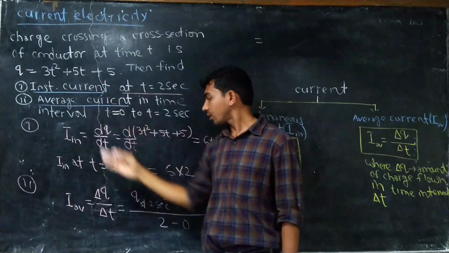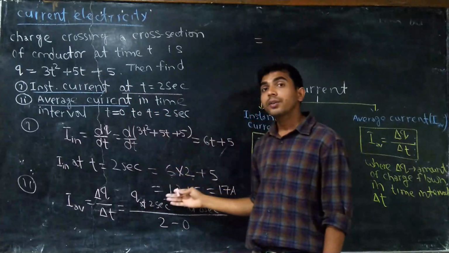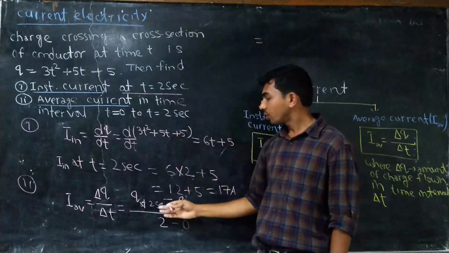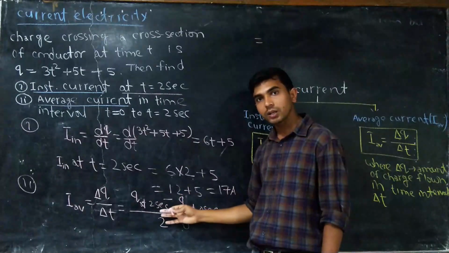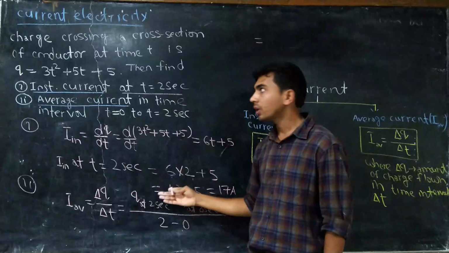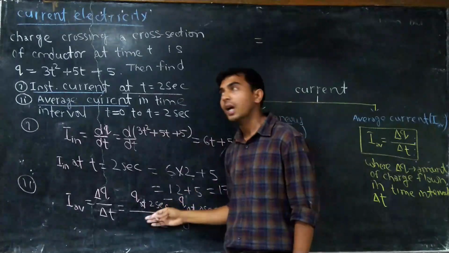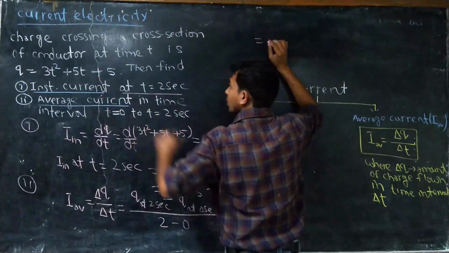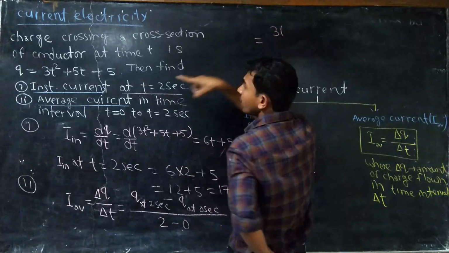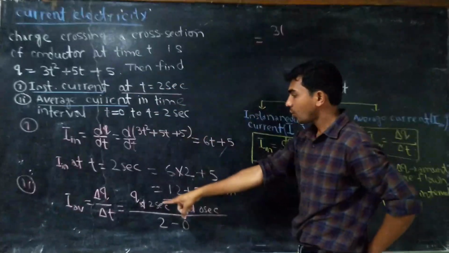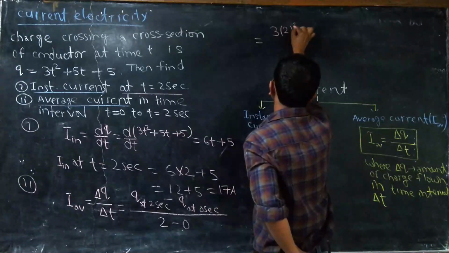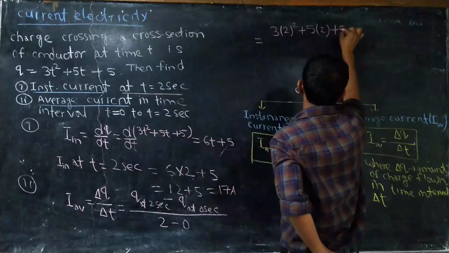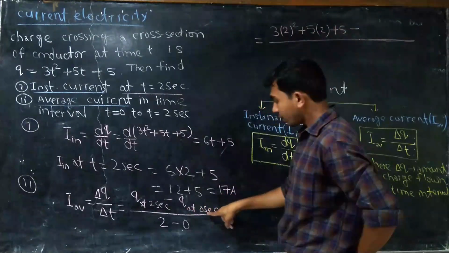Here charge is given as a function of time, and our goal is to calculate charge at 2 seconds. We can calculate it by substituting this value of time in this equation. So if I substitute 2 seconds in this equation, what value will come? 3 t square, and t is 2, so 2 square, and 5 into 2 plus 5. Now q at 0 seconds.